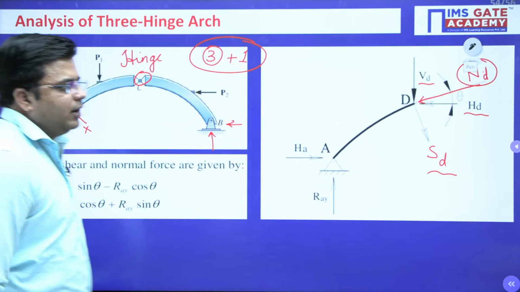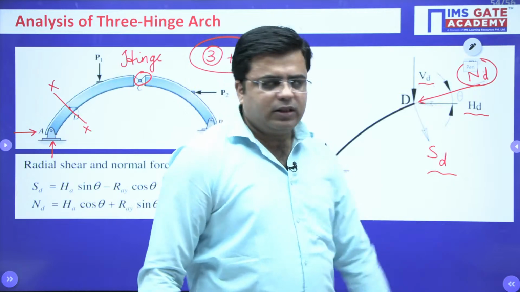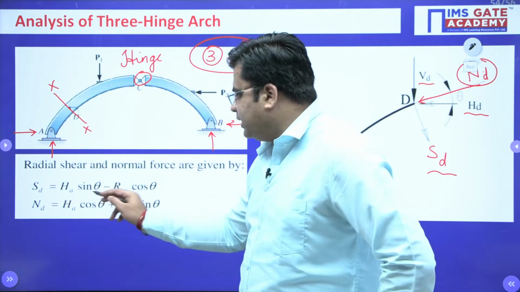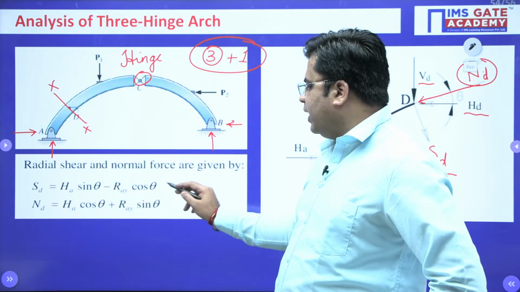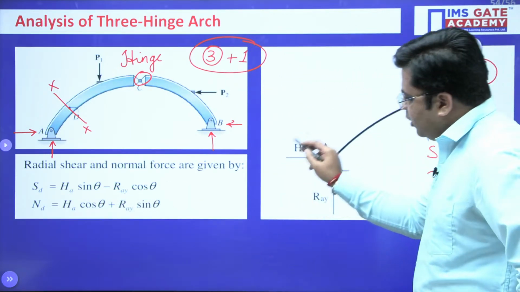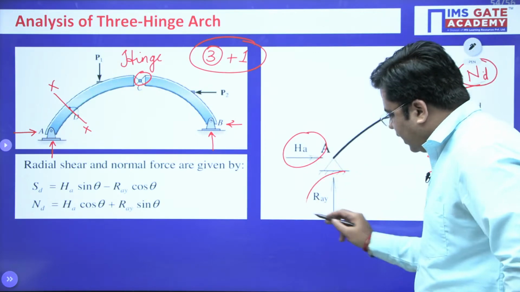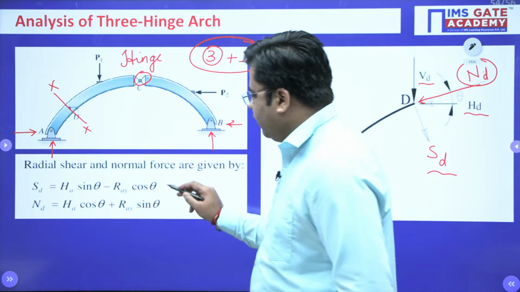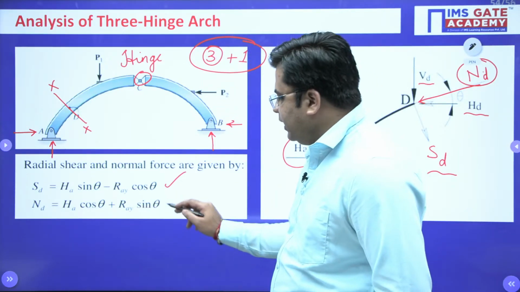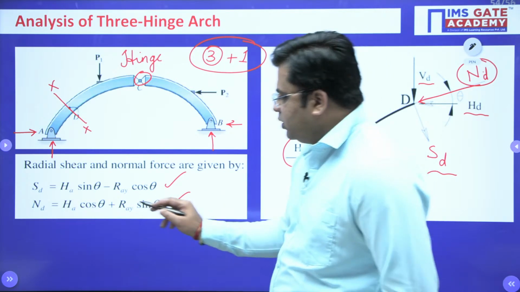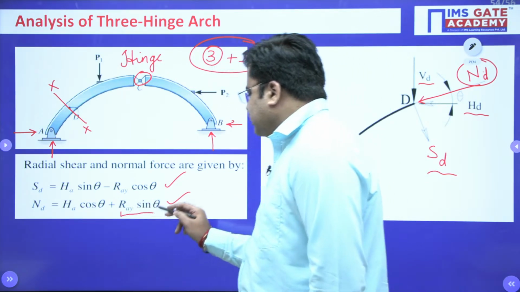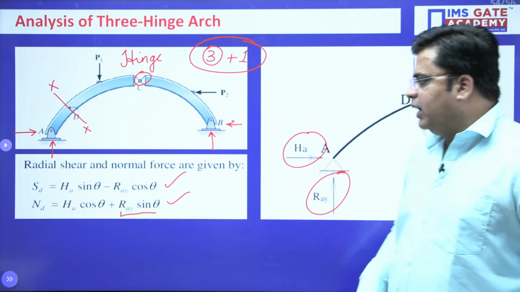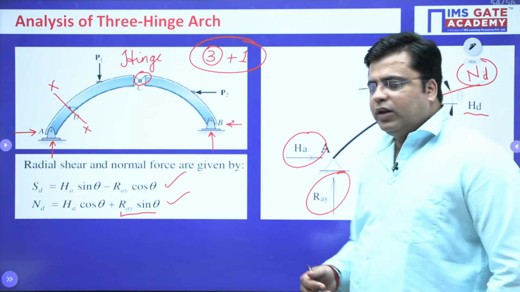Now how to calculate this radial shear and the normal thrust? We have the direct relation that your radial shear is equal to HA sin theta minus RAY cos theta. Your HA is the horizontal force at A and RAY is the vertical force at A, right? Substituting these values, you can get the value of radial shear. Then for calculating the normal thrust, your ND is equal to HA cos theta plus RAY sin theta, right? So using these two relations, you can calculate the value of radial shear and normal force over your 3-hinge arch, right?